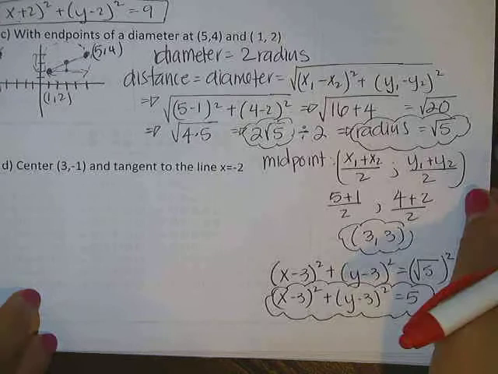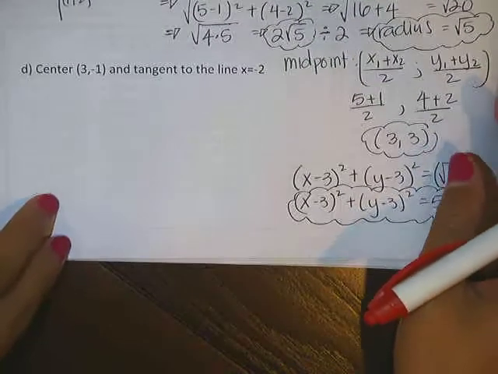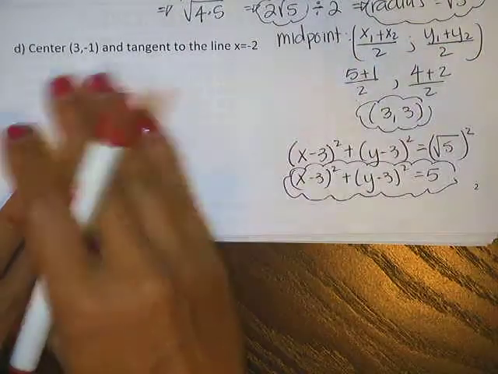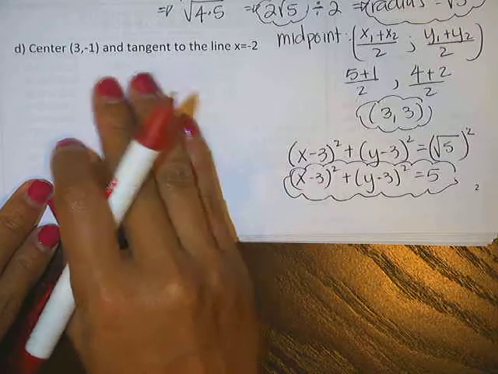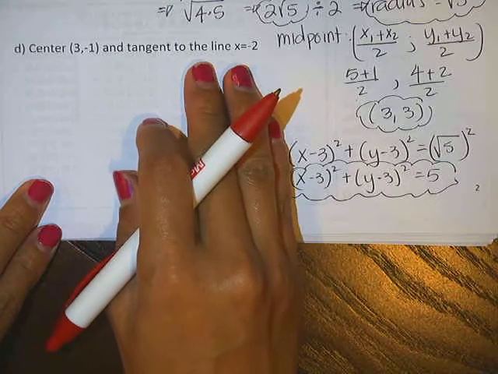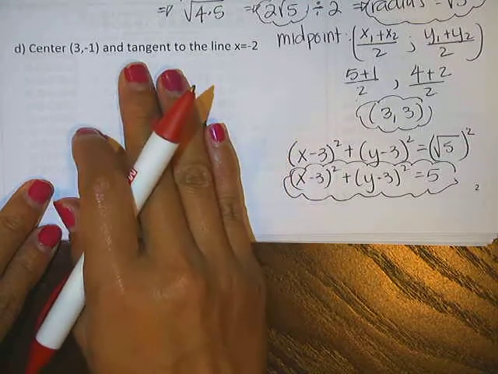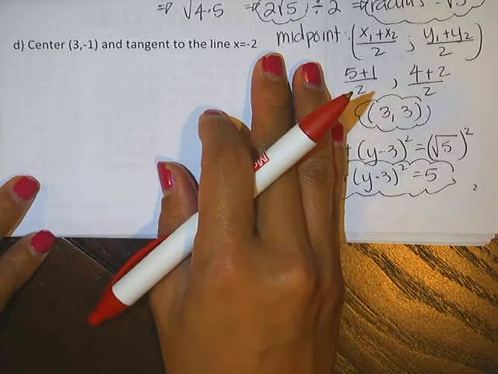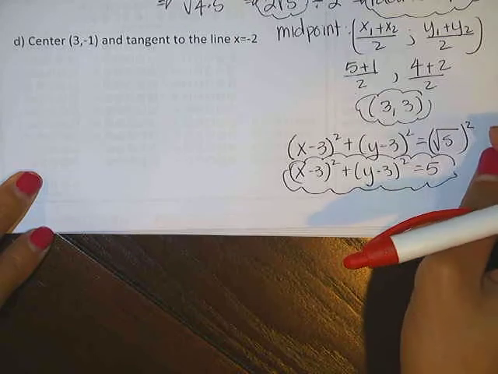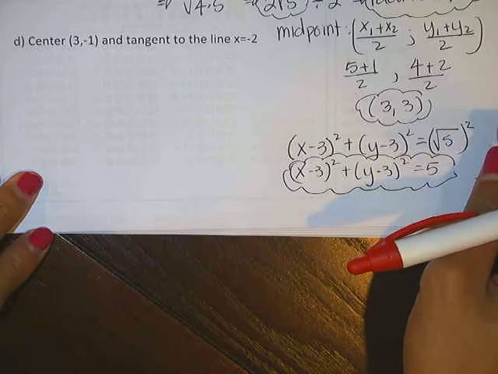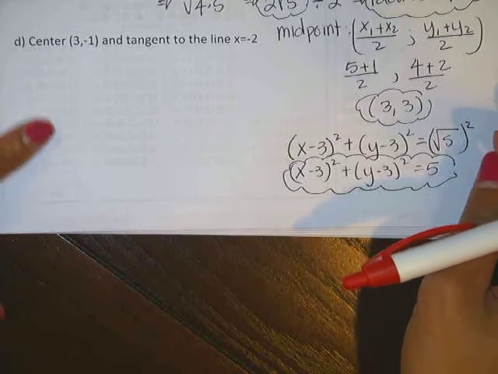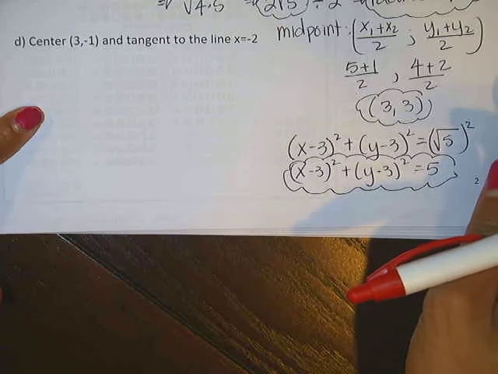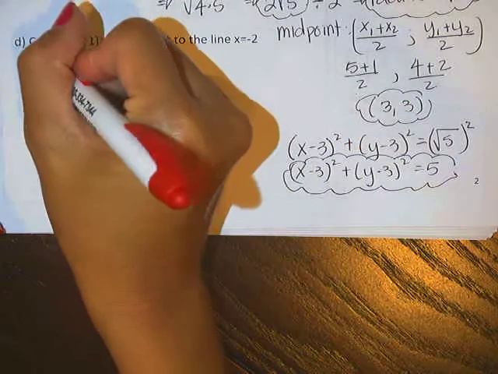Alright, last example of the lecture. Now you are given a center at (3, negative 1) and the circle is tangent to the line x equals negative 2. If you remember from geometry, a tangent line is the line that touches the circle at one and only one point. Okay, so again, I'm going to plot it out.